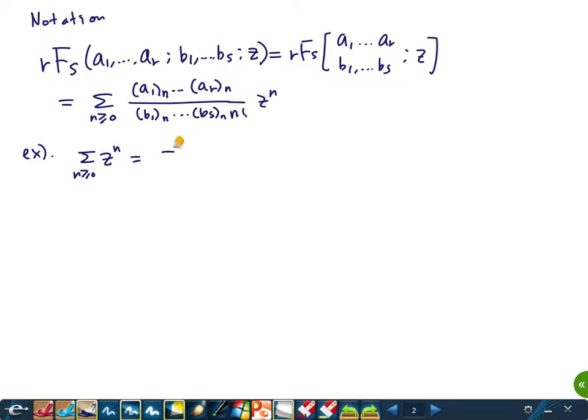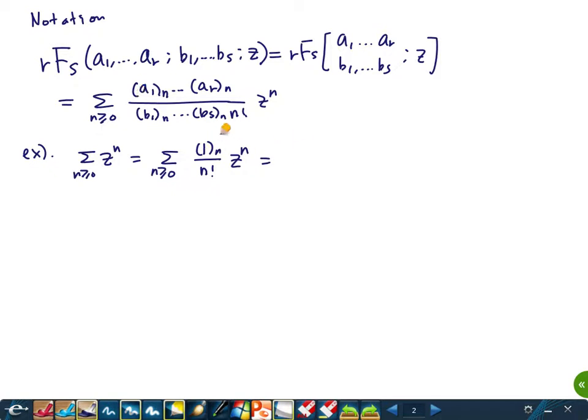Here, we need to write the coefficient in this form. But there is no n factorial in the denominator, so we multiply by n factorial. But this is the same as 1 sub n, because this is 1 times 2 times dot dot dot up to n. So they are the same. So (1)_n. Now this is of this form.